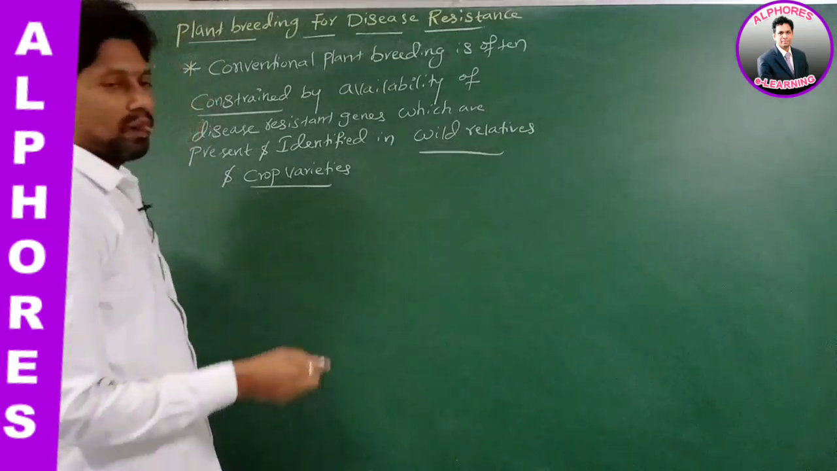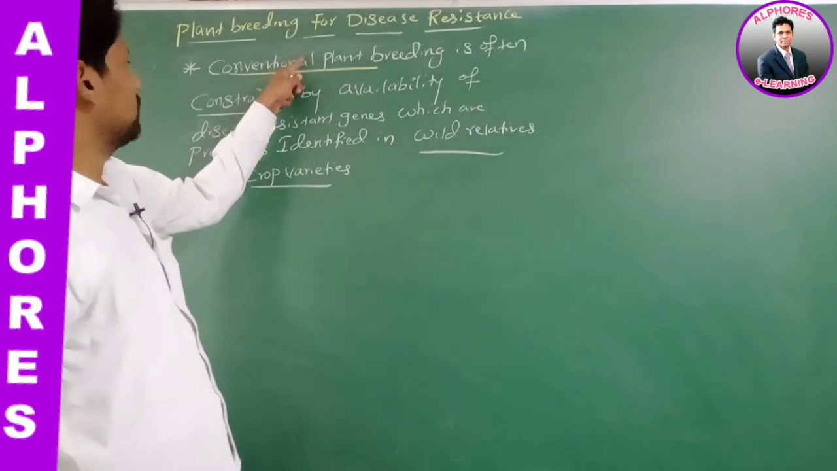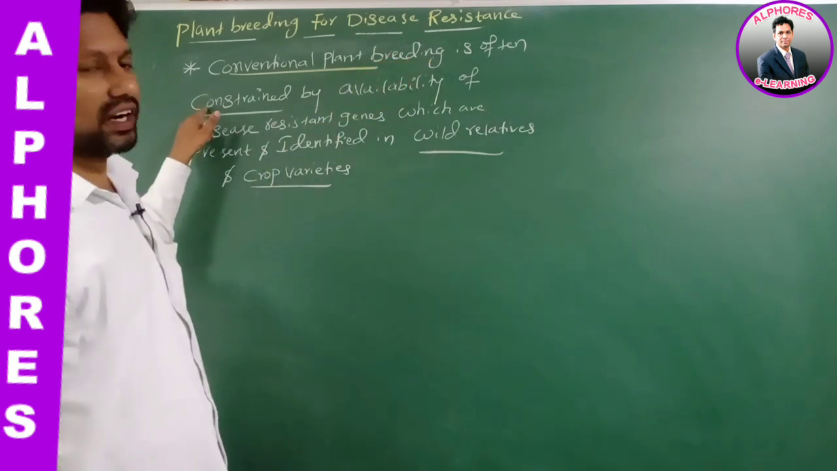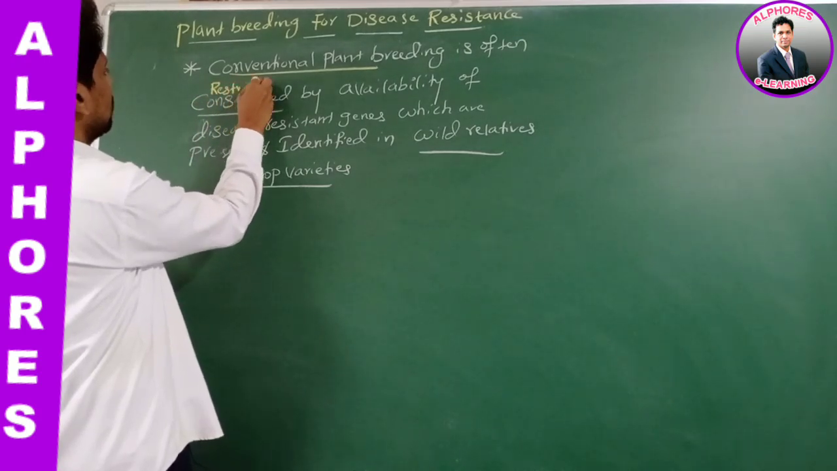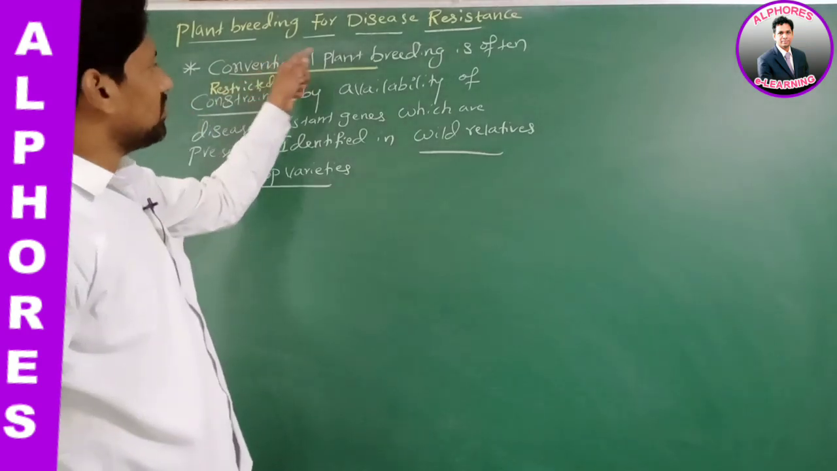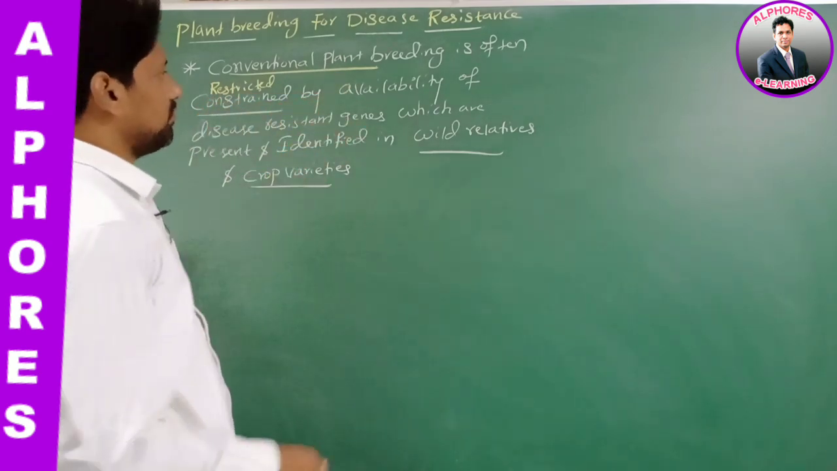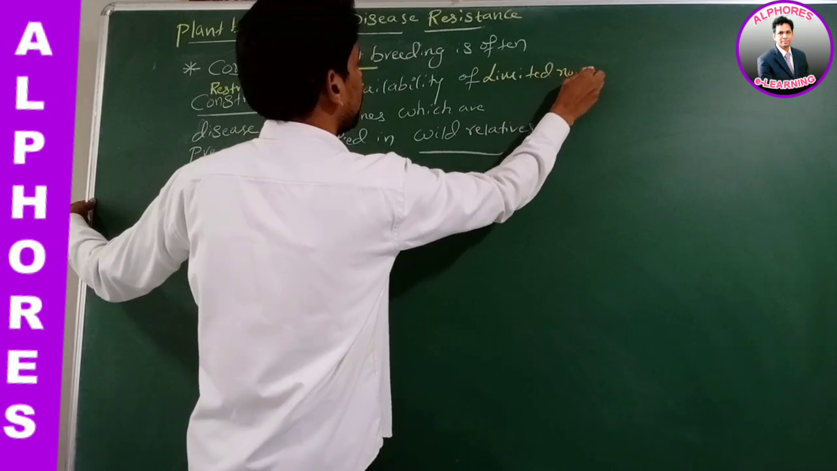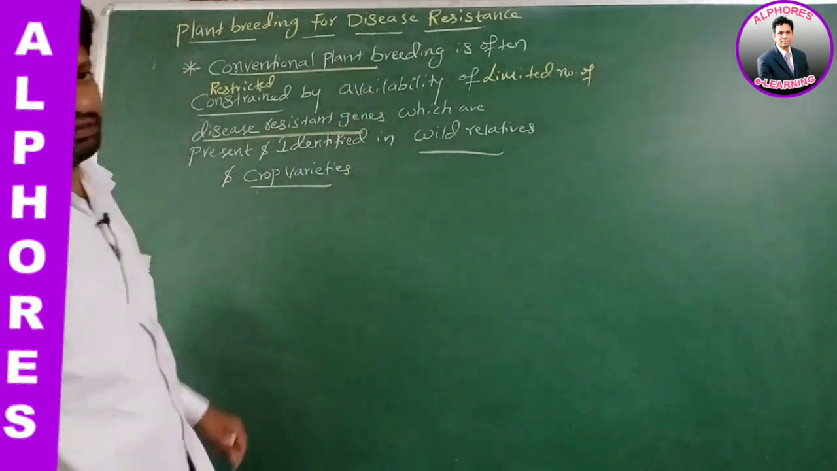Now listen to this statement. We are discussing conventional plant breeding. Conventional plant breeding is often constrained, which means restricted. What is the meaning of constrained? Restricted. Therefore, conventional plant breeding is often constrained by the availability of a limited number of disease resistant genes. Be careful with this statement.